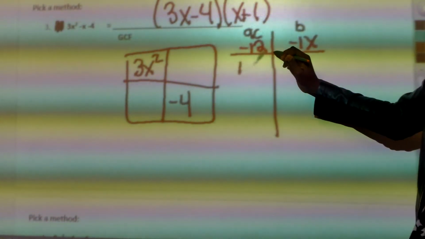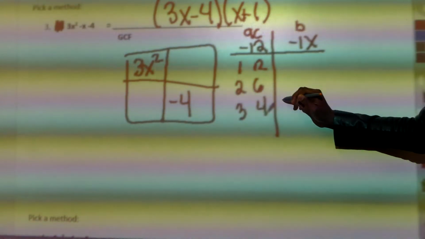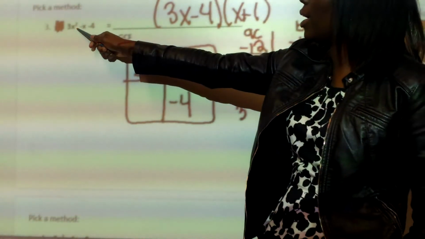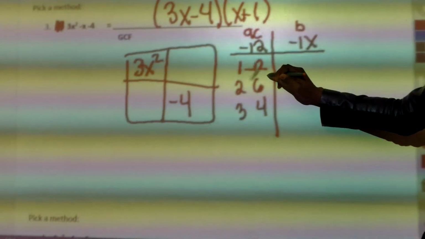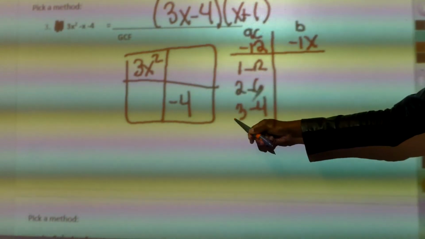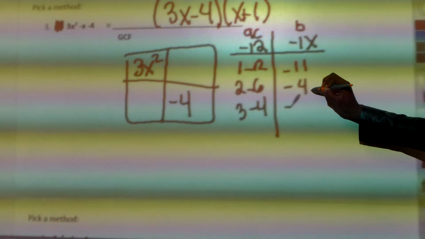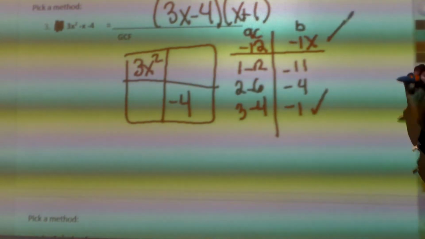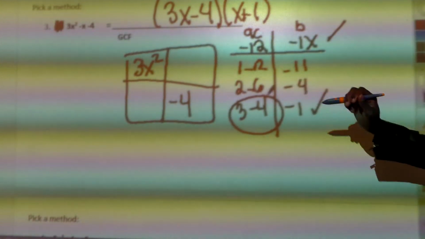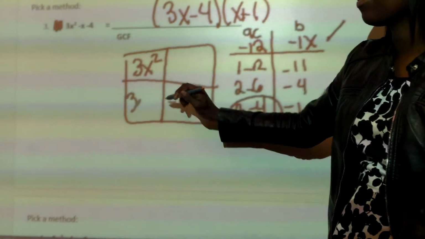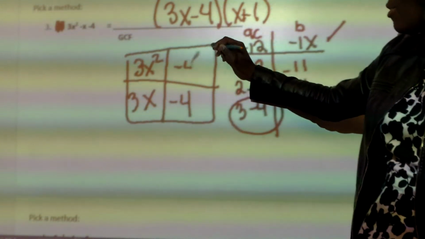So the factors you found were 1 and 12, 2 and 6, and 3 and 4. The first sign was a negative, and a negative times negative is a positive. So one of your numbers is negative, and the other one is positive. Subtract those two, you get -11, -4, and -1. So the third one is the one that works. So then 3 and -4 will go in the box. So we have 3x and -4x.